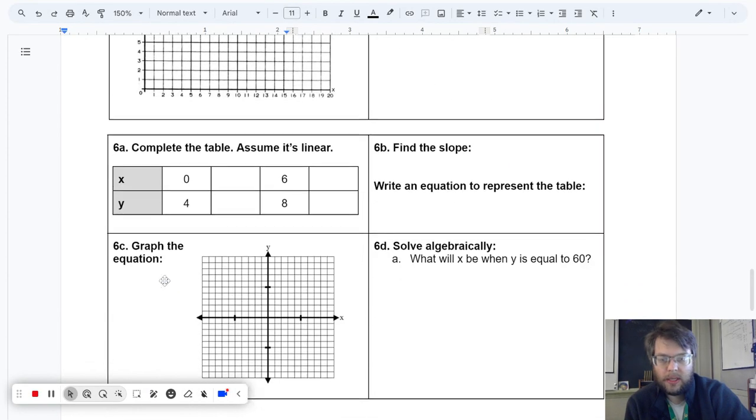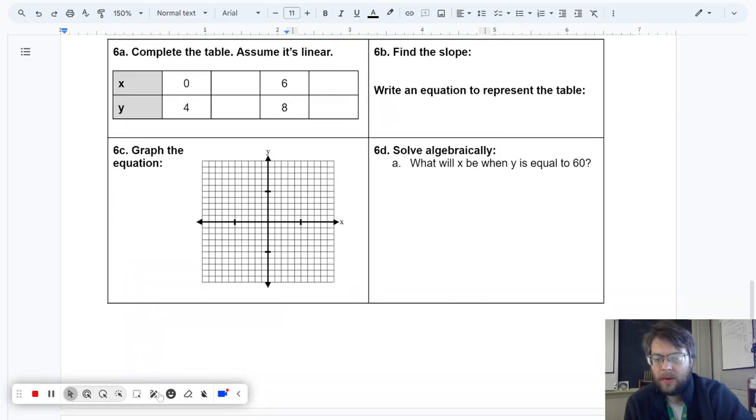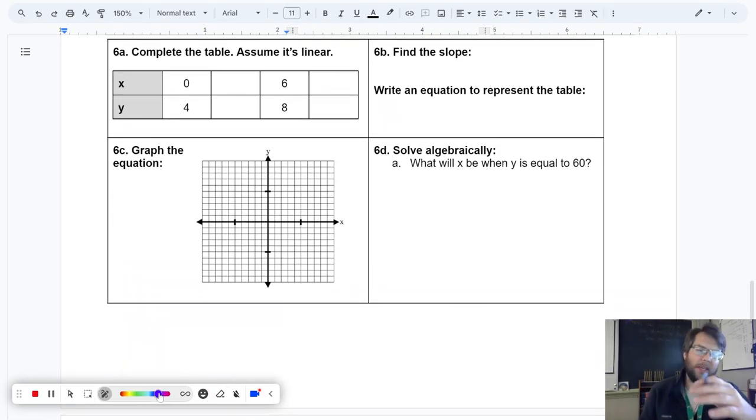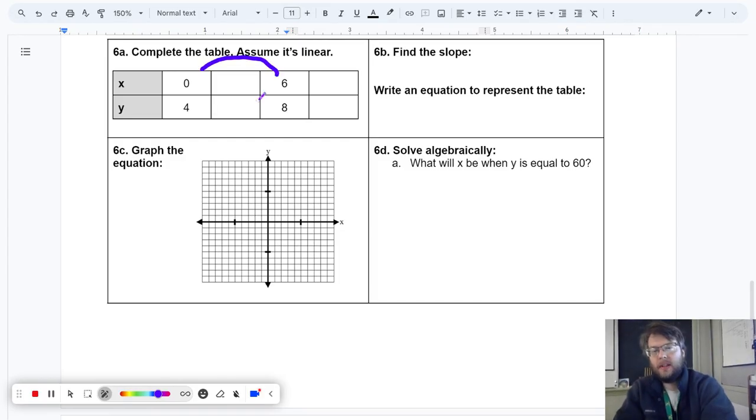All right, scooting on down. Now we have a table, and we're assuming it's linear, meaning it goes up by the same amount every time. So if it goes up by 6 here, half of that is 3. If I continue that pattern, I'm going up by 3 each time, so I get 9 right here.